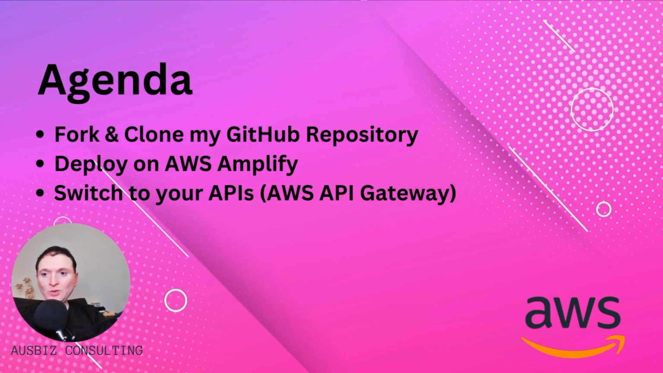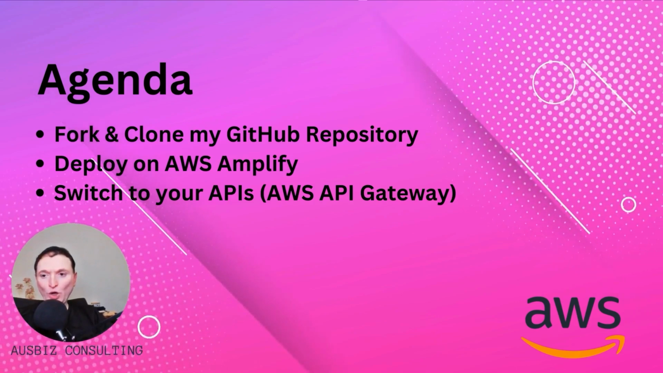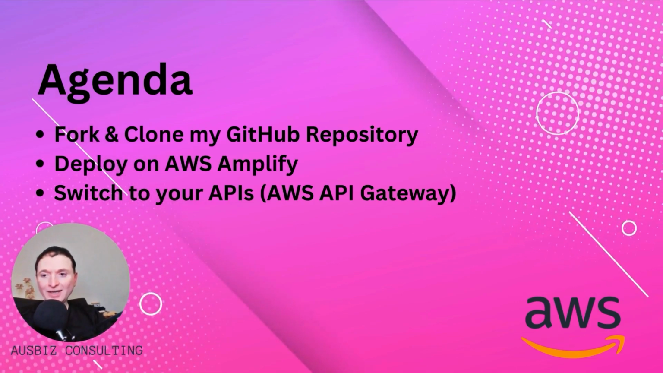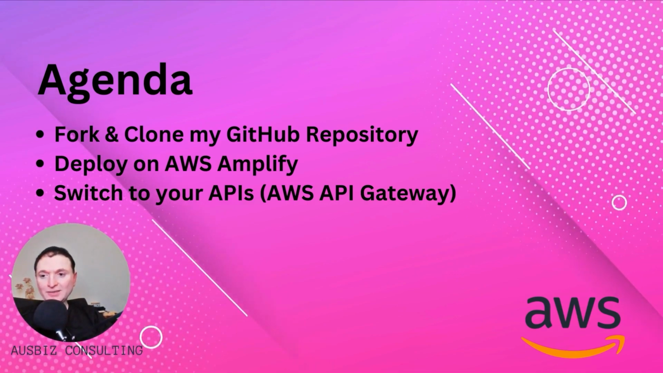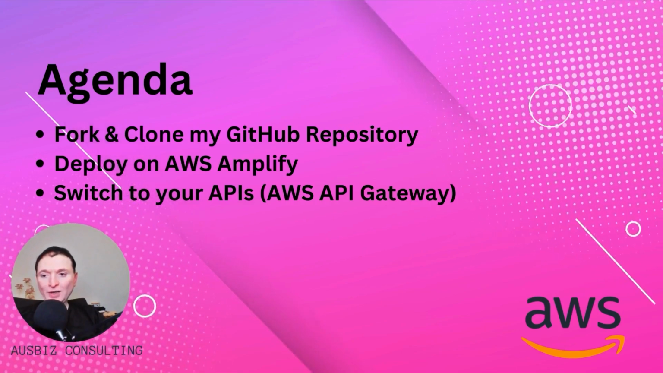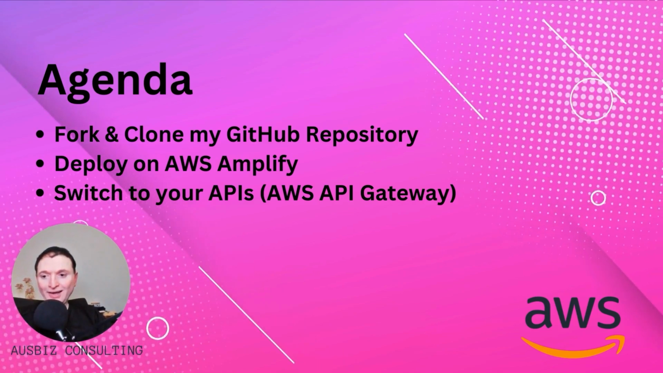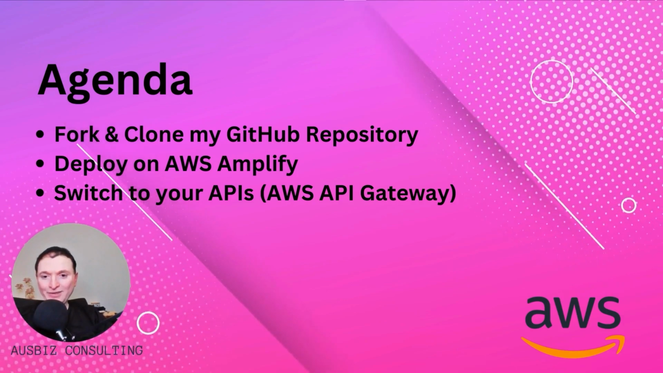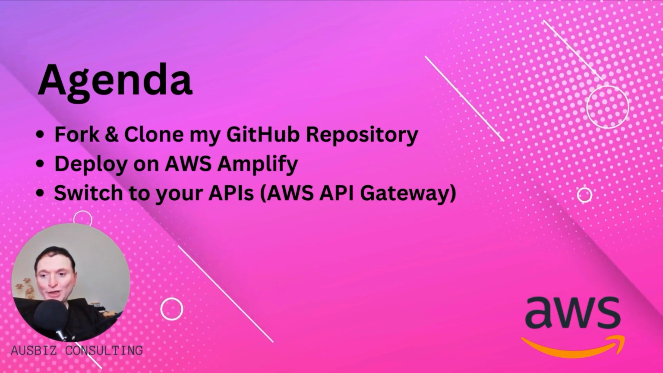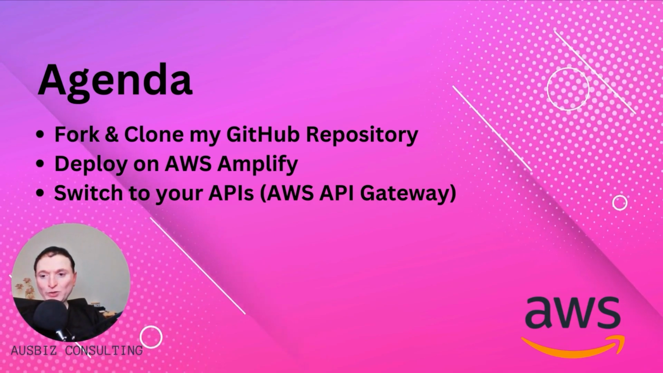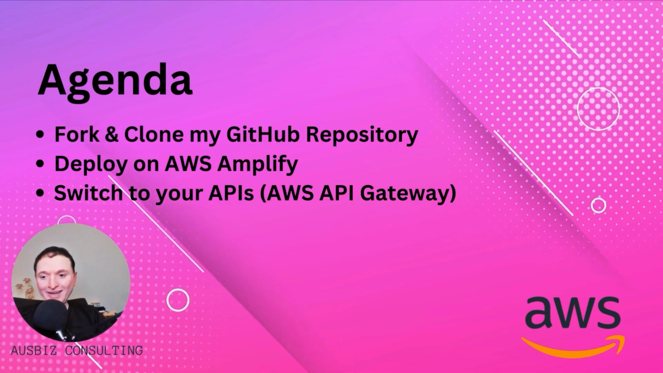In this video, I will walk you through a modern React-based full-stack web application I wrote. This application is designed to call the same API to fetch a list of people from the database. I will first show you how to fork my repository on GitHub, then clone this repository and deploy this on AWS Amplify. I will show you how to modify this application to point to your API, pointing to the Lambda function which you deployed and secured in AWS API Gateway.